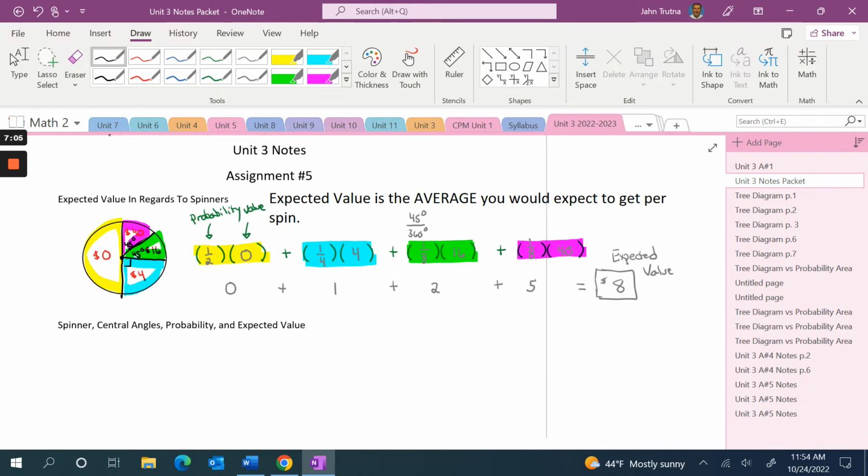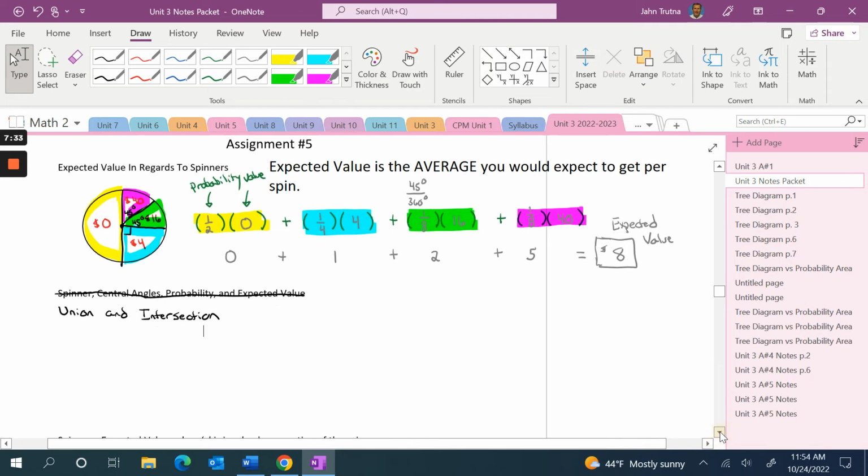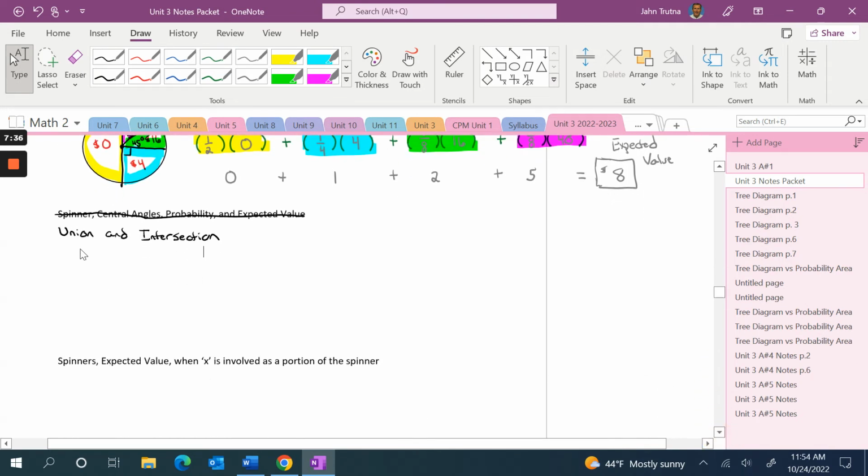Now we're going to do a little bit of editing. I want you to take this entire title, Spinner's Central Angles, Probability and Expected Value, cross it out, and we're going to change the title to Union and Intersection, okay? We are going to change the title for this second section here to Union and Intersection. And the reason why we're going to do that is because the test for Unit 3 is slightly changed. And we need to go over union and we need to go over intersection.